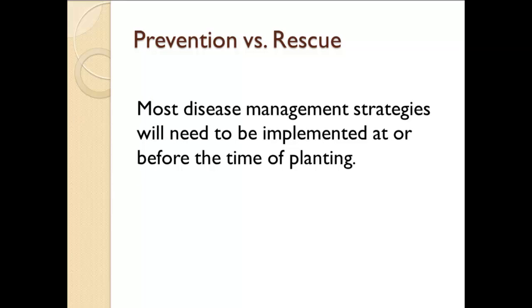We also have to realize that for most diseases on most crops, we have to look at prevention rather than rescue. That means we have to implement our management strategy at or before the time of planting, and if the disease shows up during the cropping season, our possibilities for management are really limited, especially in organic systems. But even with conventional agriculture, it's best to prevent the disease rather than trying to deal with it once it arises during the growing season. So we have to plan ahead and think about what kind of varieties we want to use and where we want to plant and that sort of thing, because our options for treating diseases once they show up during the growing season are really limited.